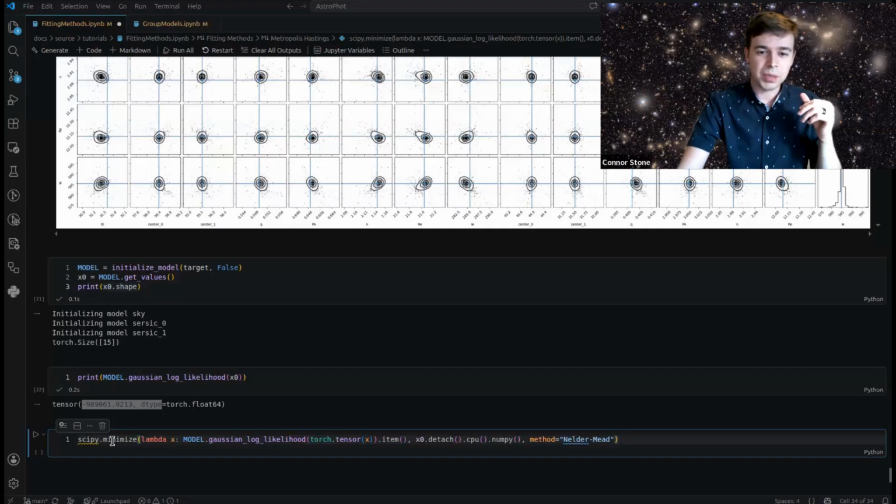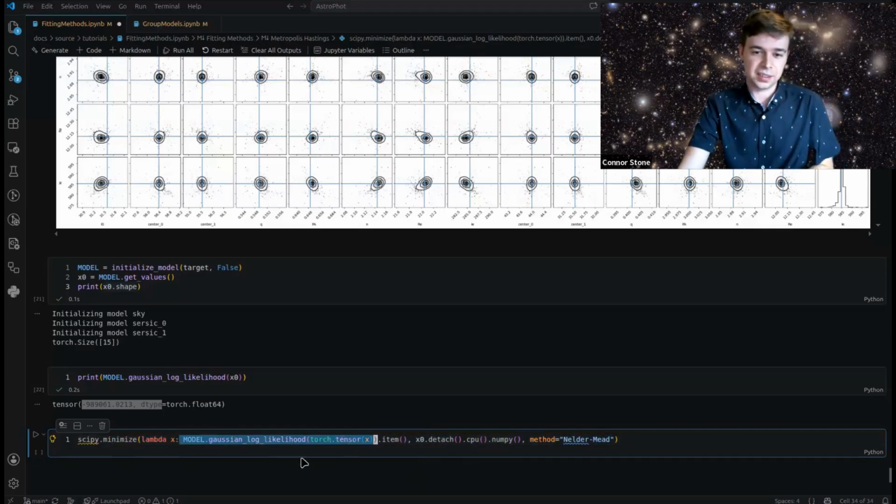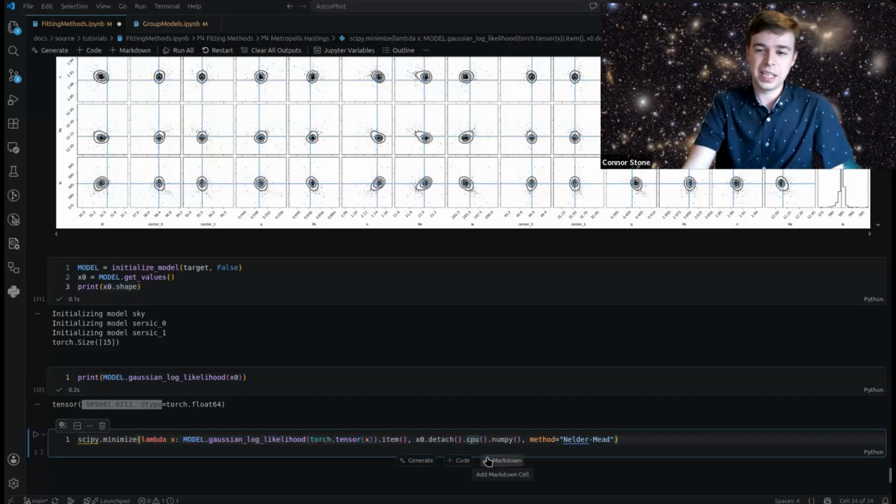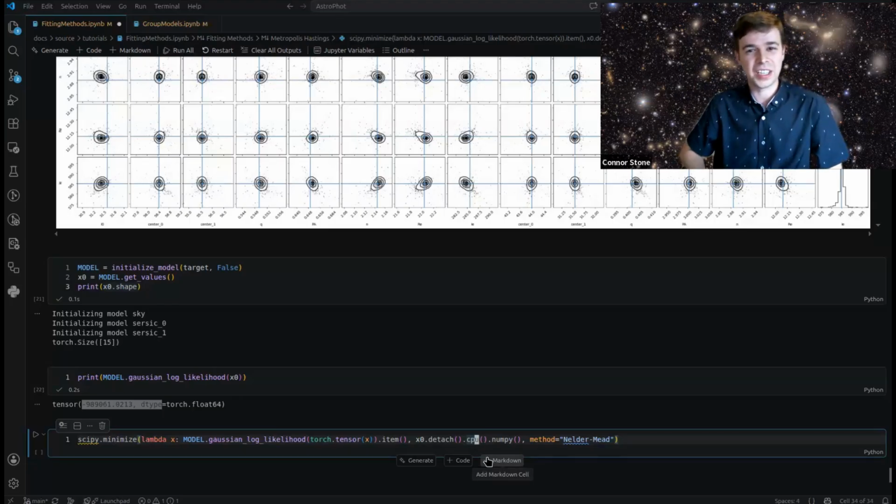So this is pretty much all you would need to run SciPy minimize with Nelder-Mead on an AstroPhot Gaussian log likelihood. This would be ready to go. It would probably run for a really long time because it's a 15-dimensional parameter space that's very spiky, so it's very challenging to optimize. But SciPy minimize is pretty powerful. It would get there in the end. So that would totally work.